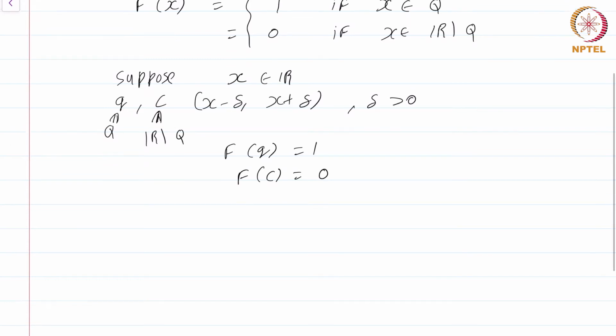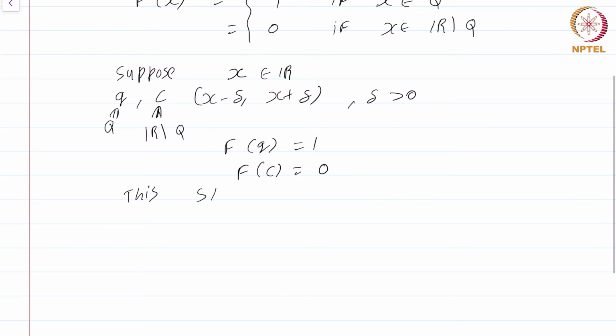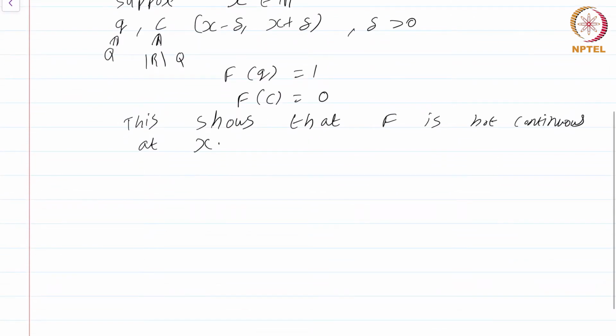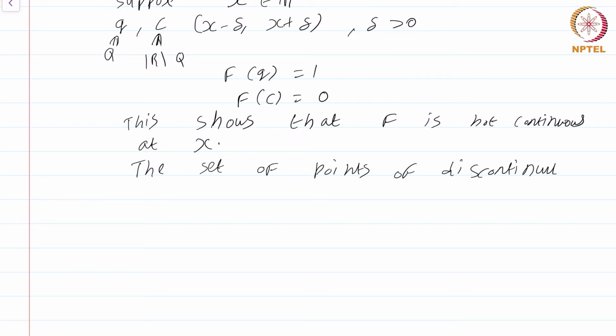Okay, so this just shows that f is not continuous at x. So the set of points of discontinuity of f is just R. Every single point on the real line is a point of discontinuity. So it's a pretty weird function.